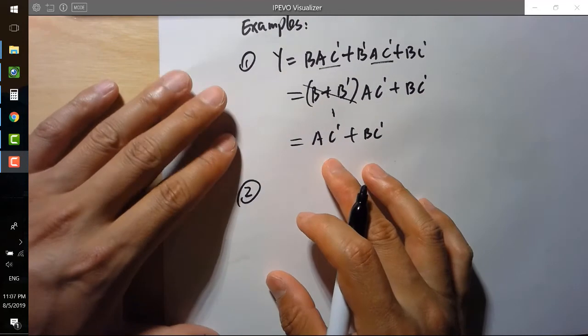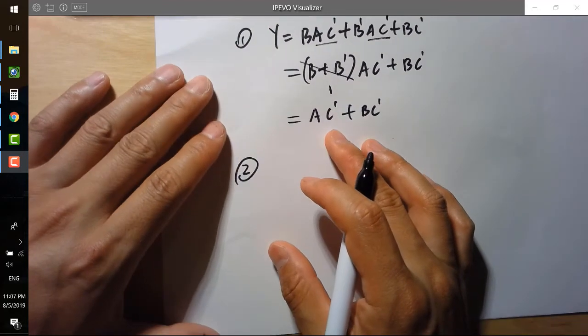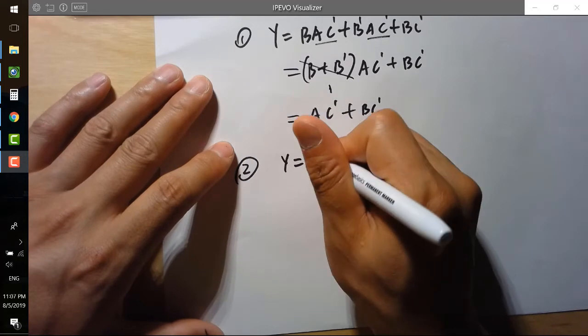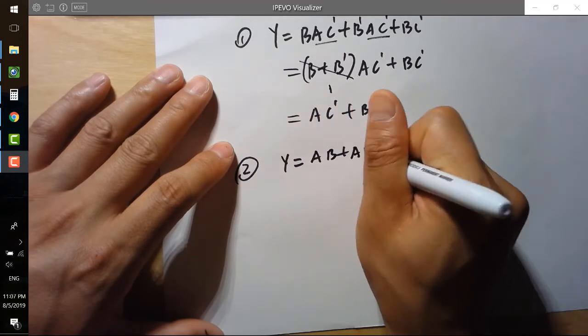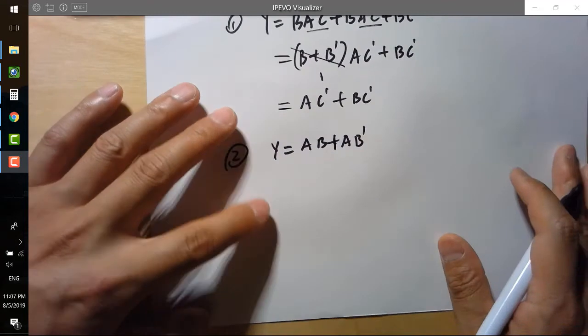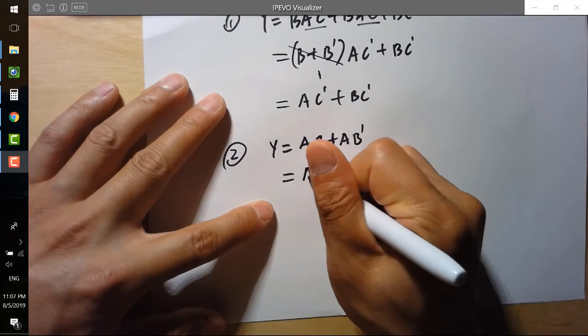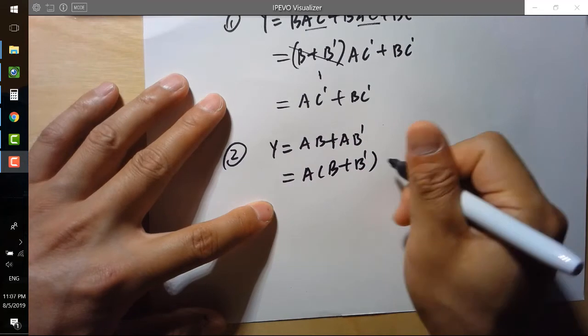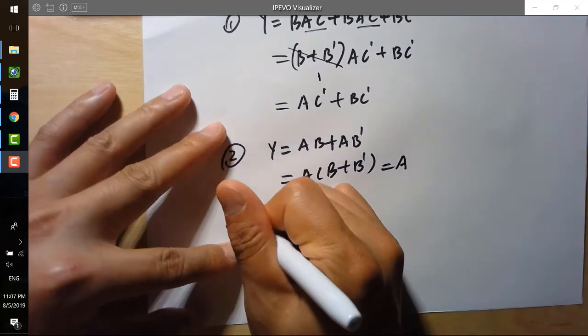Okay. What about this one? Actually, this is super simple. You just take A out from there. And this is 1, so it's going to be A. Right?